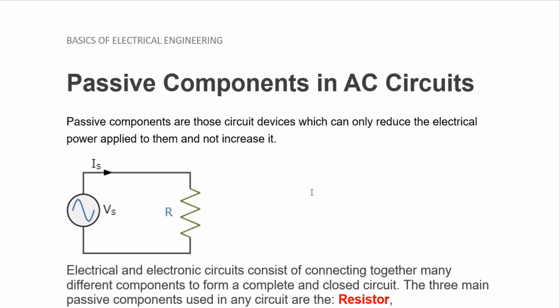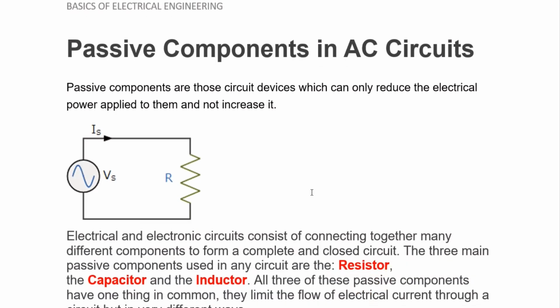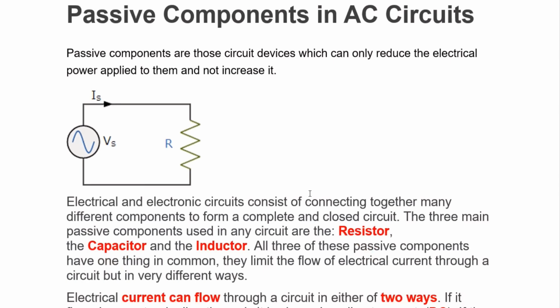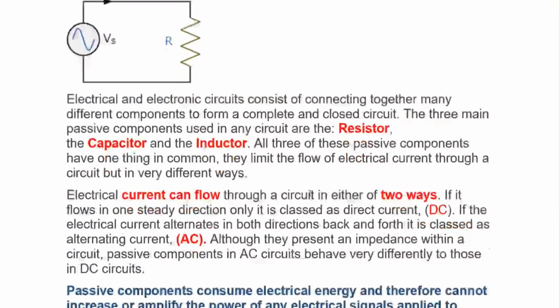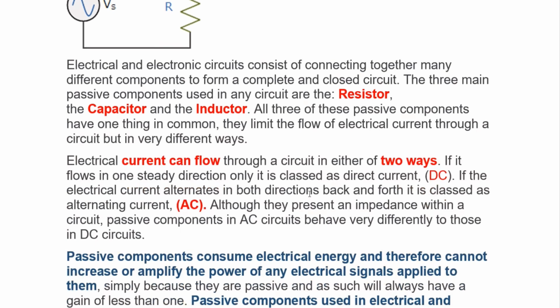So in this part of the video, we will discuss passive components of the AC circuit. We will discuss resistors, capacitors and inductors and their behavior in AC circuits. They're called passive components because they consume power and they do not amplify the signal or act on the signal in any way.